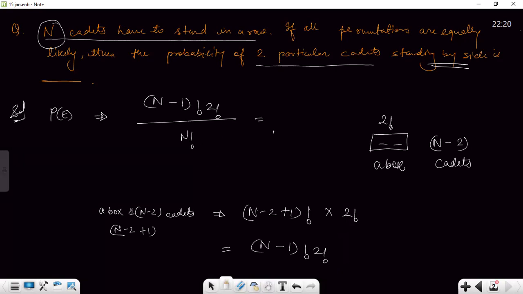Now n factorial can be written as n into (n minus 1) factorial. (N minus 1) factorial is there in the numerator, so it cancels. 2 factorial is 2. 2 by n is our answer.